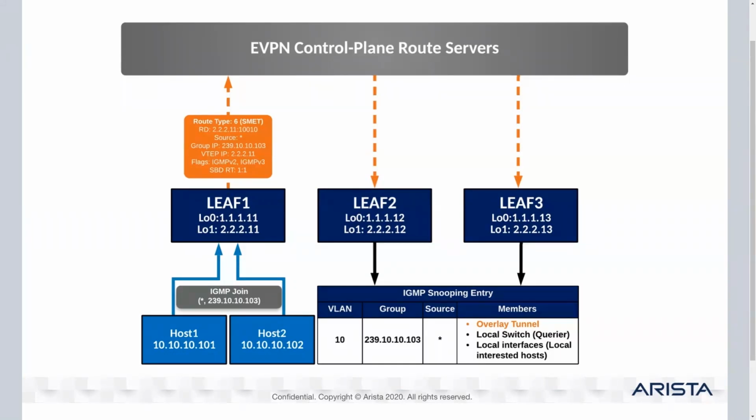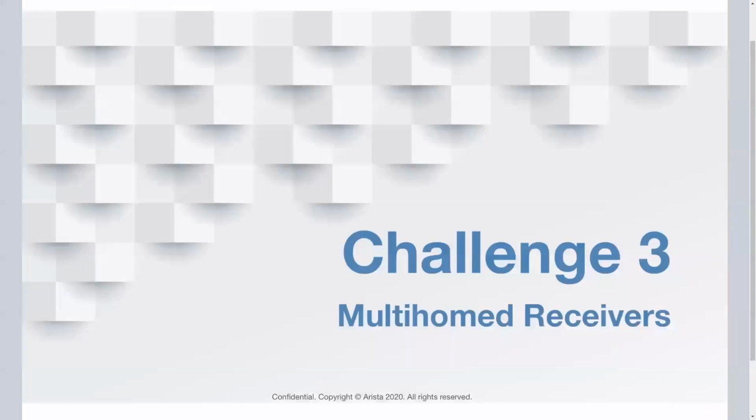So that was kind of a quick run through of the type 3 and the type 6 routes that we'll see in the actual control plane of EVPN with multicast. We'll go ahead and pause for questions there.